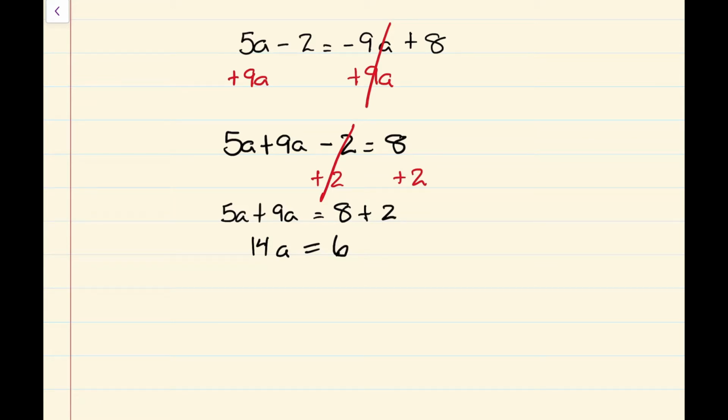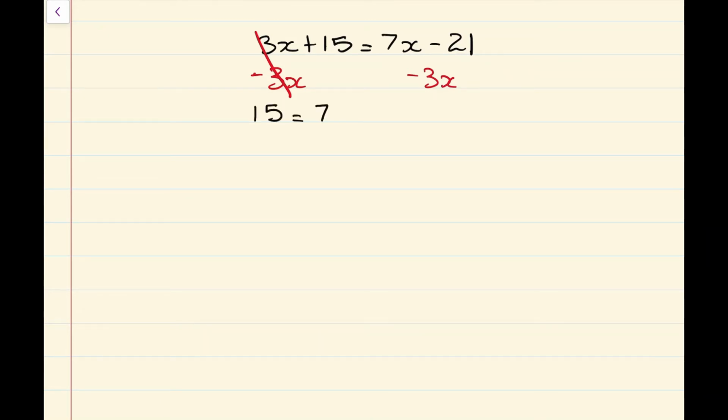Now what we're going to do is divide by 14 on both sides, because we want to get rid of the 14 that's next to the a. So then a is just equal to 10 divided by 14, which when we reduce it, we would get 5/7. And that's basically how to solve that question.